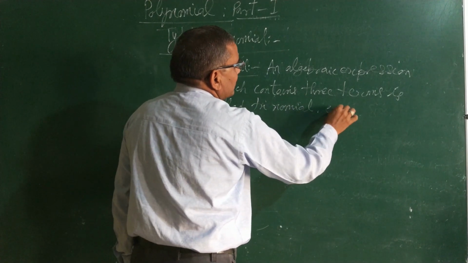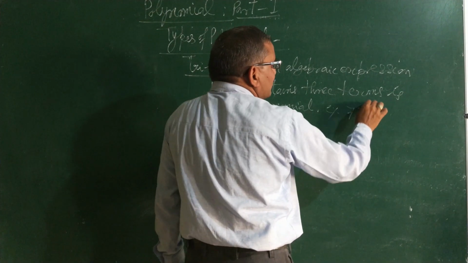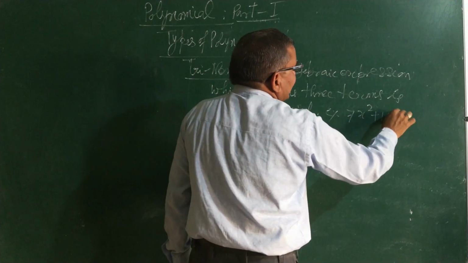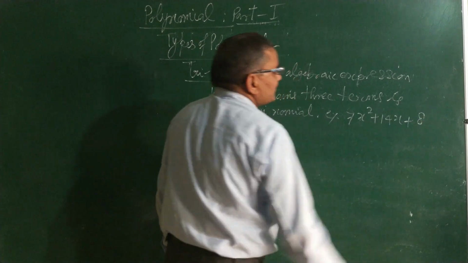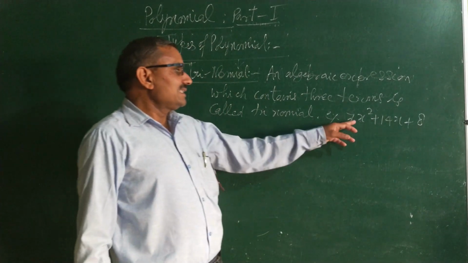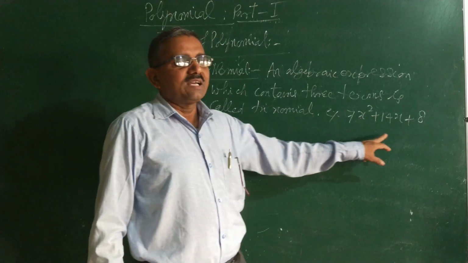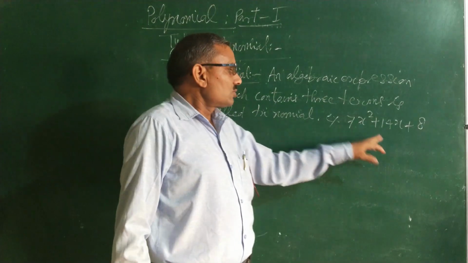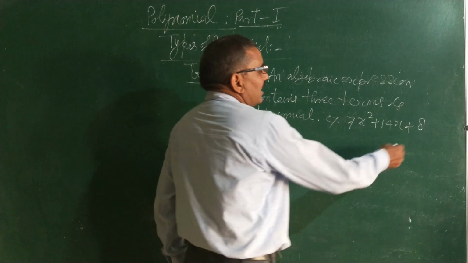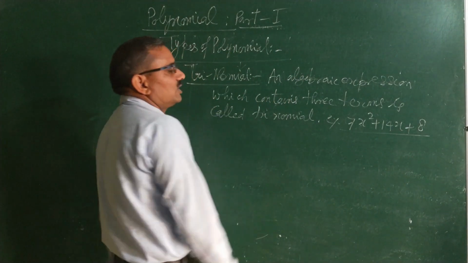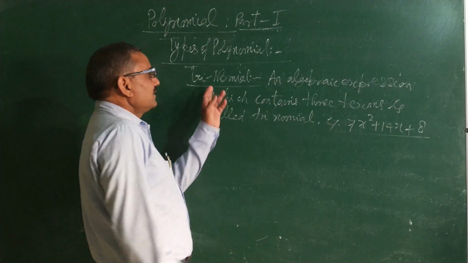For example, 7x square plus 14x plus 8. It contains three terms. 7x square is one term, 14x is another one, and 8 is the third one. So an expression of this form is a trinomial.